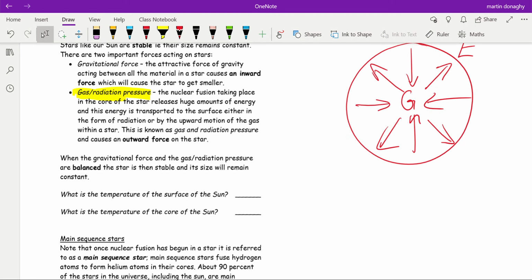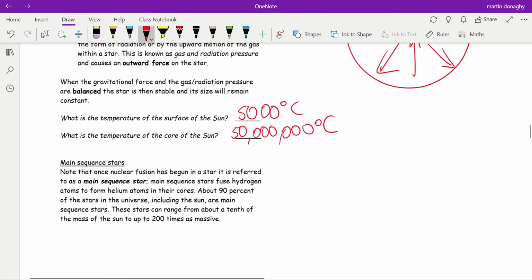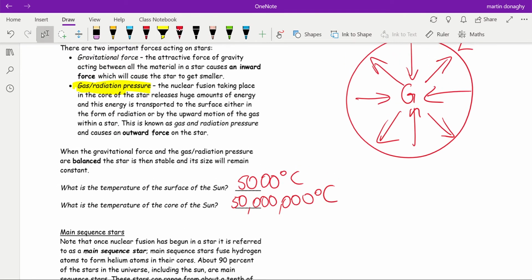Temperature on the surface of the sun, I don't think you'd be asked this, is about 5,000 degrees centigrade. But at the core, it's much hotter, around about 50 to 100 million degrees centigrade. So we only get nuclear fusion happening at the core. However, that's not the end of the story. So our star, and most stars during the main sequence, are converting hydrogen into helium through nuclear fusion. But eventually what happens is they run out of that fuel.